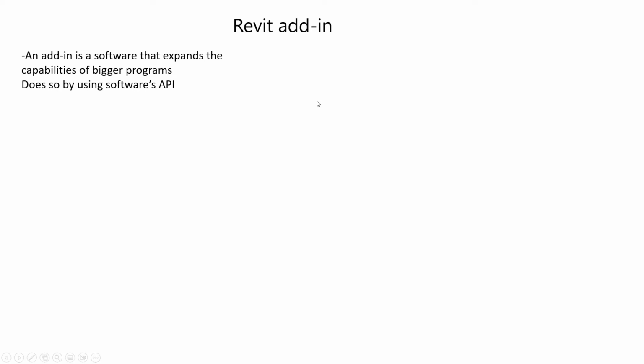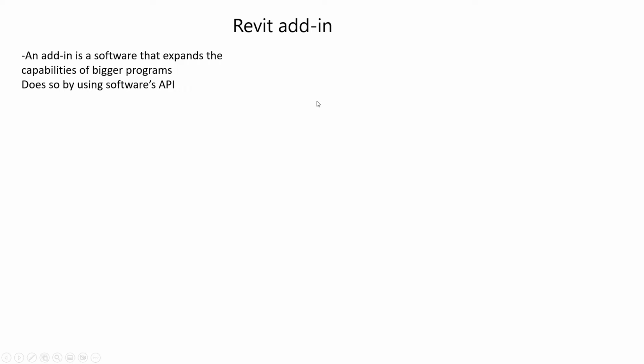A Revit add-in. But the first question is, what's an add-in at all? What is it in general? So an add-in is software that expands the capabilities of bigger programs and does so by using the software's API.